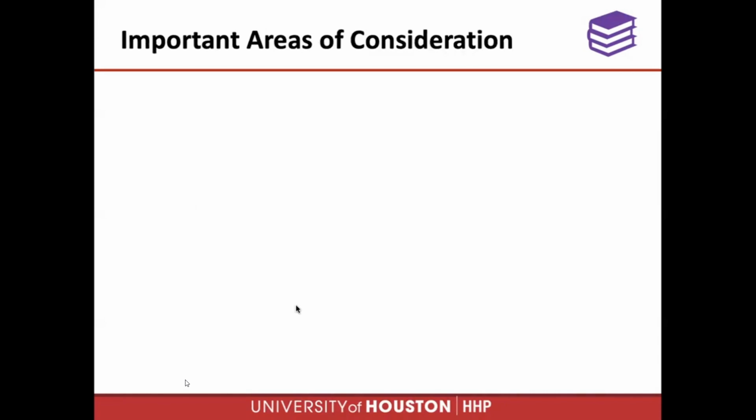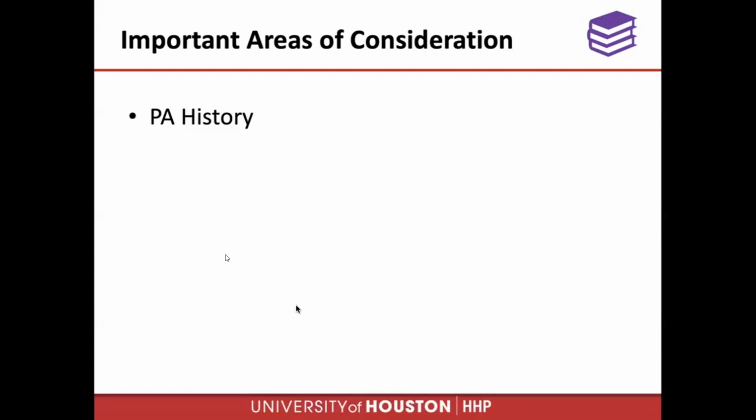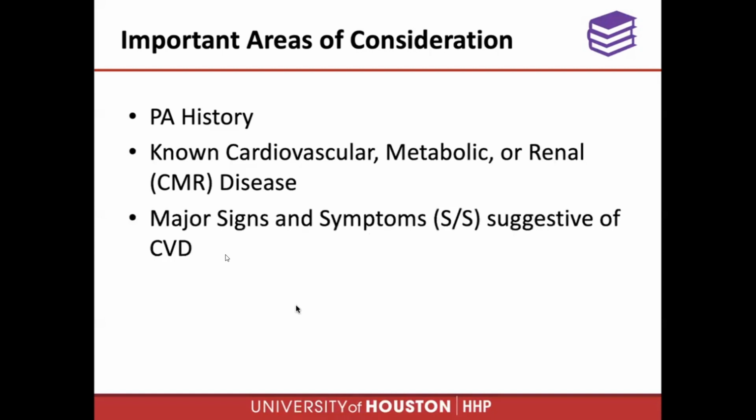Areas to consider in our screening. What is their physical activity history? We just talked about in chapter 1, people who are physically active have a lower risk of cardiovascular disease. So are they physically active? Do they have any known cardiovascular, metabolic, or renal disease, abbreviated as CMR? Do they have any major signs and symptoms suggestive of cardiovascular disease? And we're going to use this information to decide what happens next.